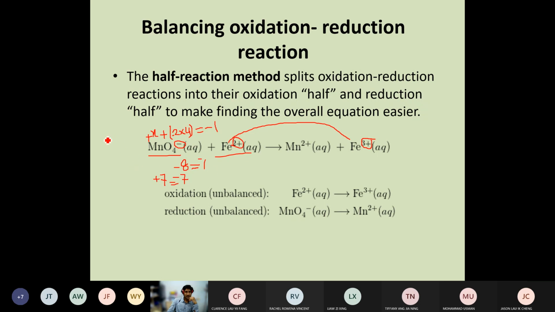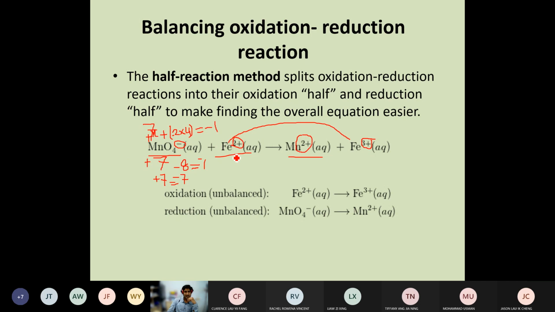So from here we understand that manganese was +7 in this case. It is not magnesium, it is manganese, so it is not +2. Okay, my mistake, sorry. So manganese was +7 on the reactant side. And then on this side, it becomes +2.